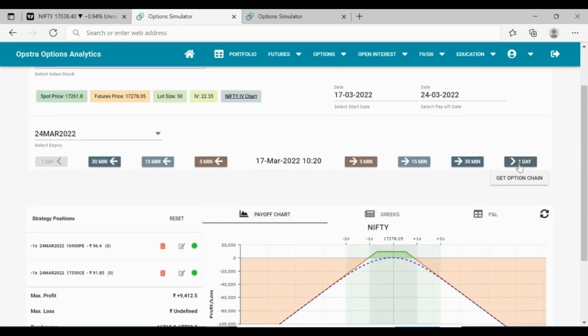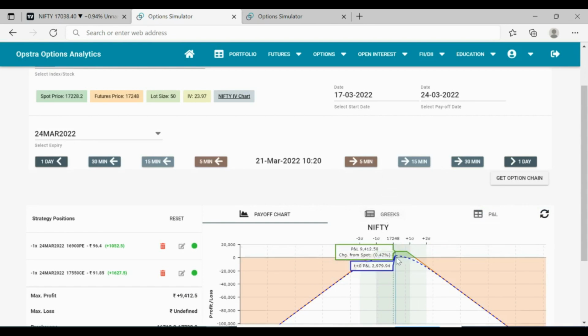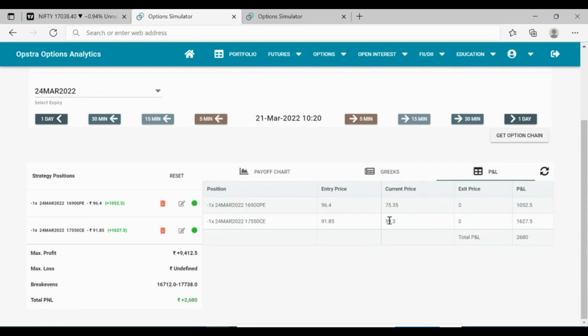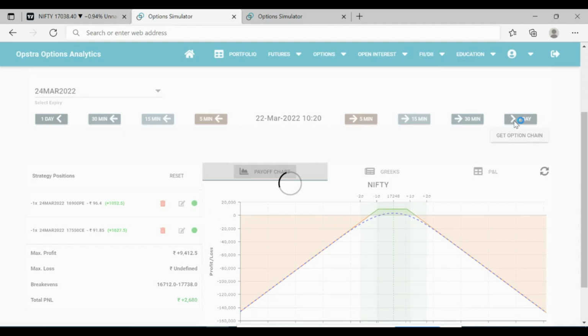I'm just moving to the next day. Looking at the graph, the next day at 10:20 the market stays in the middle, so we do not need any adjustment because even the premiums are more or less balanced, right? There is not a huge difference between the put and the call premiums. Okay, let me take you to the next day.